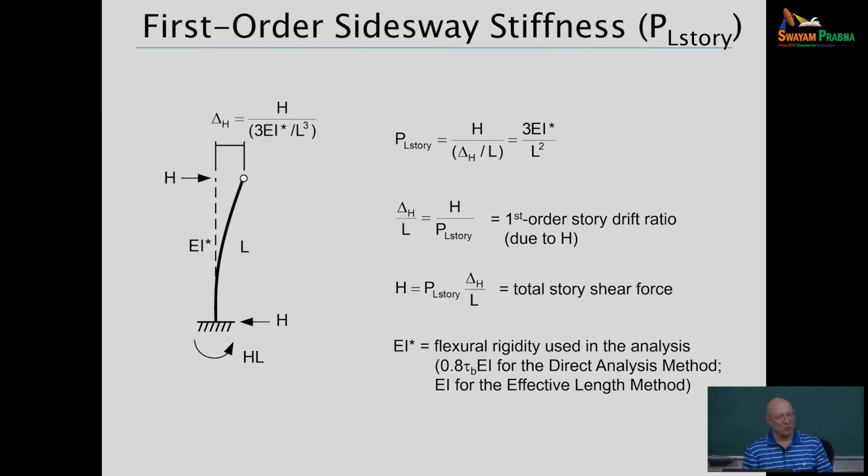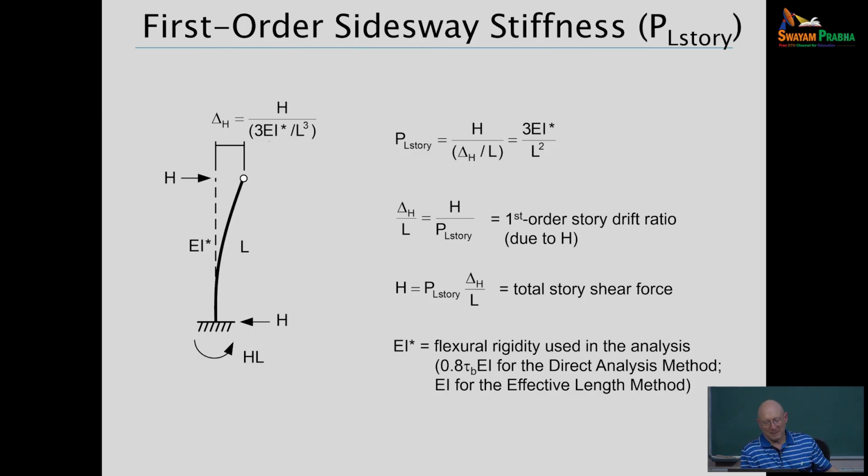It's a PL story, and you say, well, P? Okay, yeah, we'll see why we call it a P, but think of it as a story stiffness. But it's a little bit different definition of story stiffness than what we used in the denominator there and what we just walked through. PL story is the lateral load H per unit drift ratio or unit rotation, delta H over L, if you wish. Okay, and of course that would be then for our cantilever 3EI/L squared.